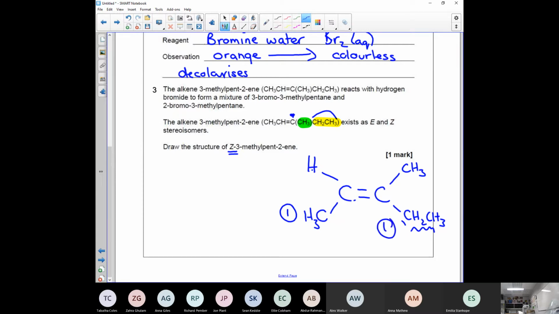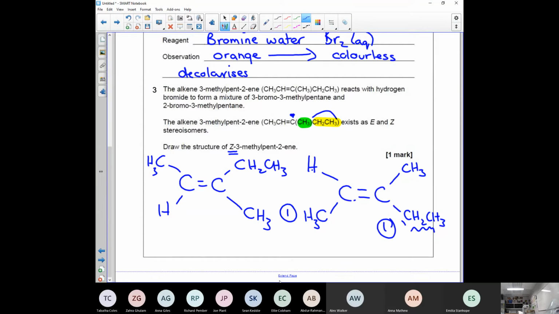So it can be drawn like that, or just as long as the priority groups are on the same side. It doesn't matter. Either one of those will get you the mark. All I've done is just put the priority groups on the top rather than the bottom this time. So either one of those will get you the mark. So with these questions, I wouldn't shy away from them.